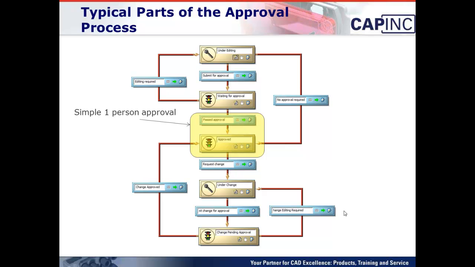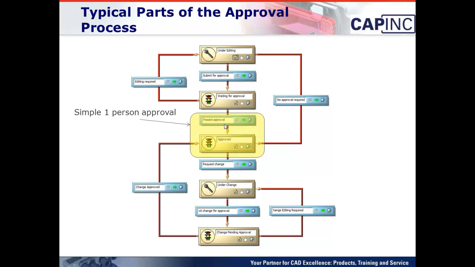Basically, the parts of an approval process. Here's the default workflow that comes with SOLIDWORKS, and you can see highlighted in yellow is the simple one-person approval. A document sits in waiting for approval, and then is passed on through the transition to the approved state. So any person that has the ability to do that transition will be able to approve a document.